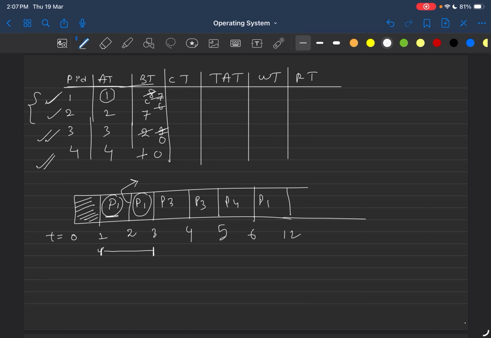Okay, this 6 has become 0. Now process 2 will get scheduled. Okay, for how much time? For 7 units of time. So that is 12 plus 7, that is 19.